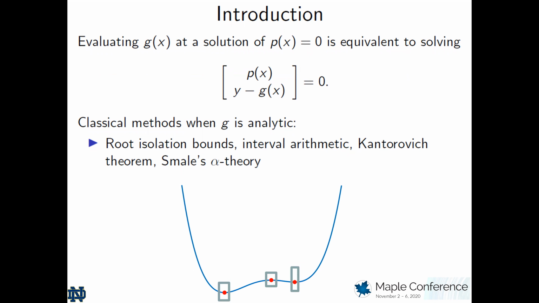So one way that we can look at evaluating g of x at a solution of p of x equal to 0 is by solving this equivalent system. We can add a new variable y and say y minus g of x is equal to 0. When g is an analytic function, there are many classical methods that allow us to compute bounds on the evaluation. You can use root isolation bounds, interval arithmetic, Kantorovich theorem, Smale's alpha theory, to give certified bounds on the function evaluated at those roots.